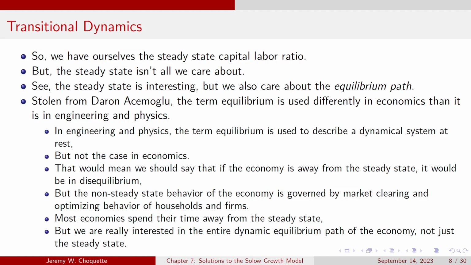So if it were the case that everything was completely at rest, then if the economy was away from the steady state, it would be in disequilibrium. But that's not really true. Non-steady state behavior is still going to be governed by market clearing and optimizing behavior of both households and firms. So the market can be in equilibrium even though we're not in a steady state. Because markets can still clear, it's just it won't be the most optimal market clearing that we're looking at.